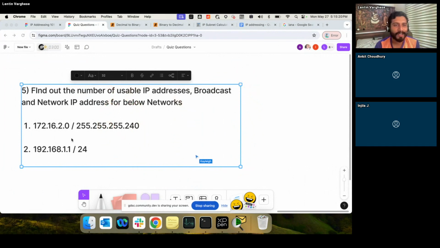So find out the number of usable IP addresses. When I say usable IP address, do consider that broadcast IP and network IP address concept that I mentioned earlier. So go ahead. Do watch out for the subnet mask, okay? You're on the right path, Kylie. There you go.